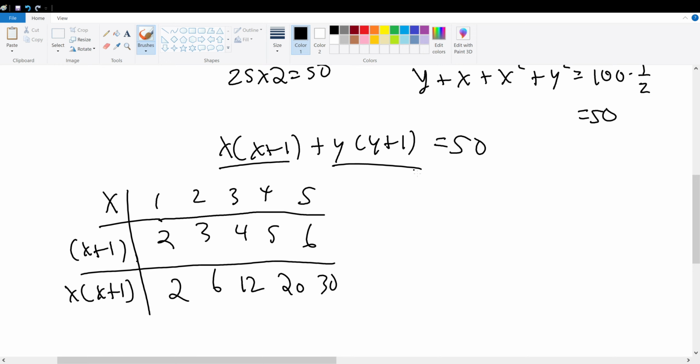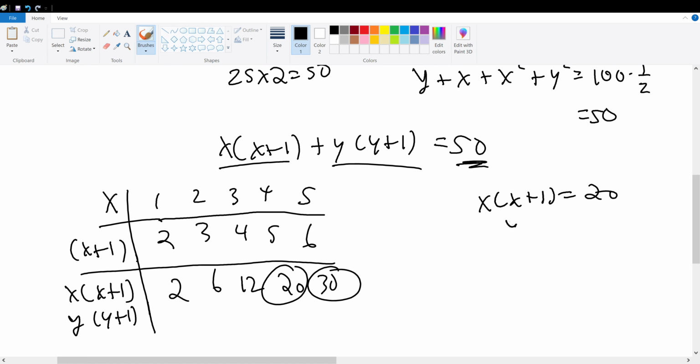Let's try y. So y has symmetry, so y times y plus 1 would be the same. So which two quantities can add up to 50? So we have to choose two of them. Well, obviously 20 and 30. That just jumps out at you immediately. So that means x times x plus 1 could equal 20, and y of y plus 1 is equal to 30. Doesn't matter which one you choose, because again, there's symmetry. So if I were to have this quantity, we can solve for x.